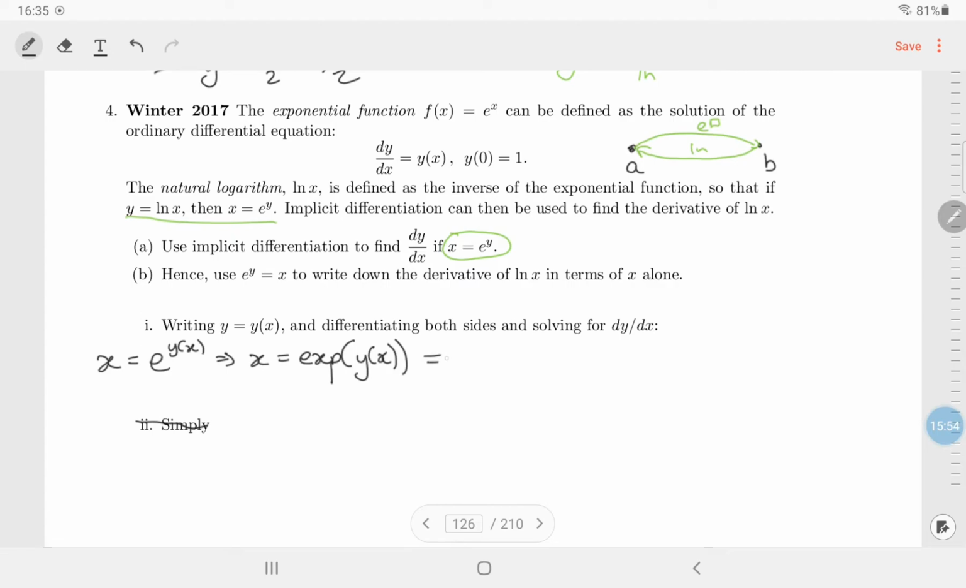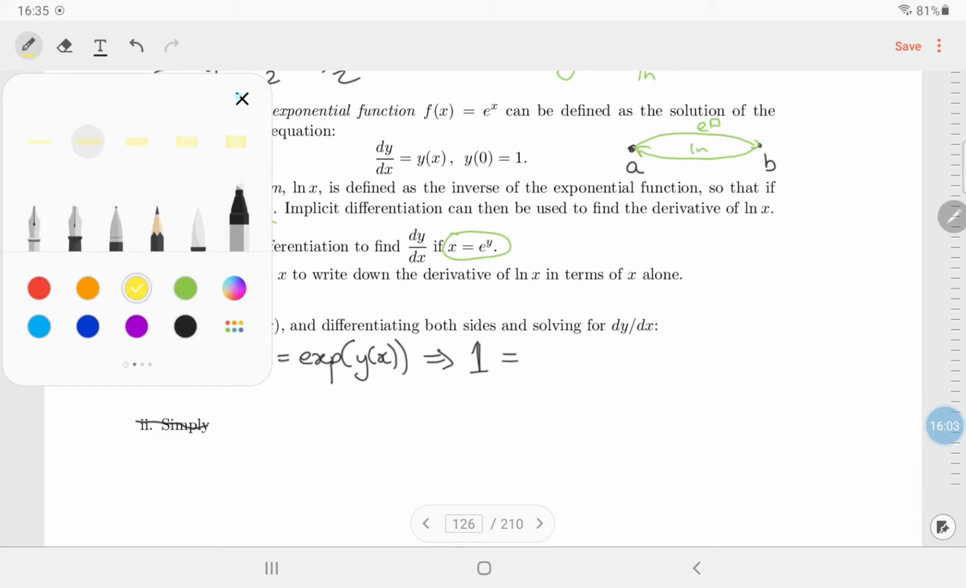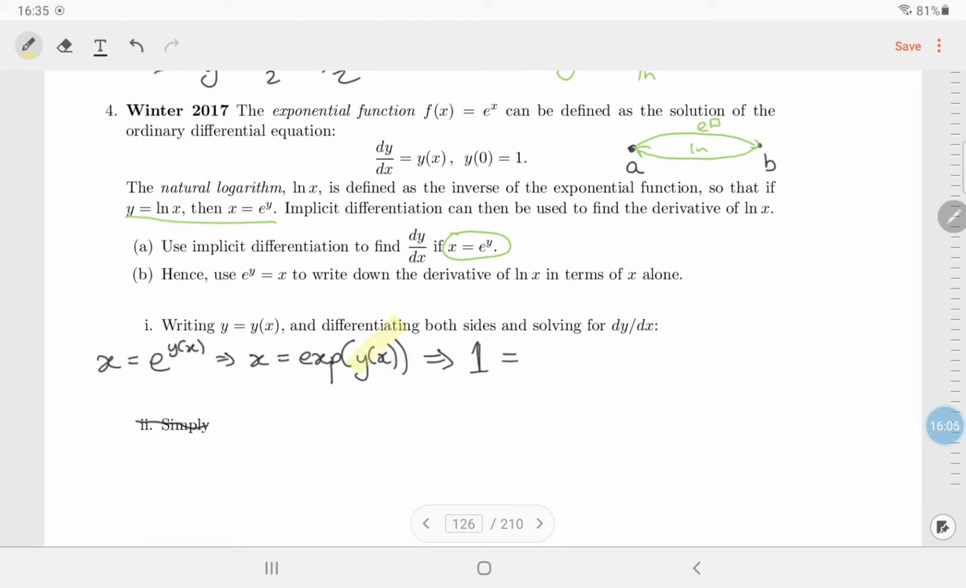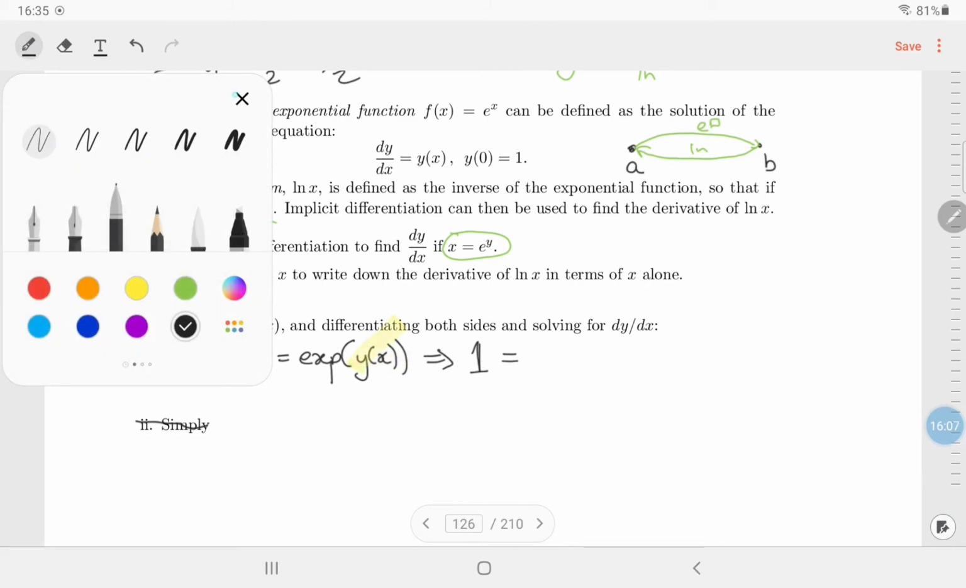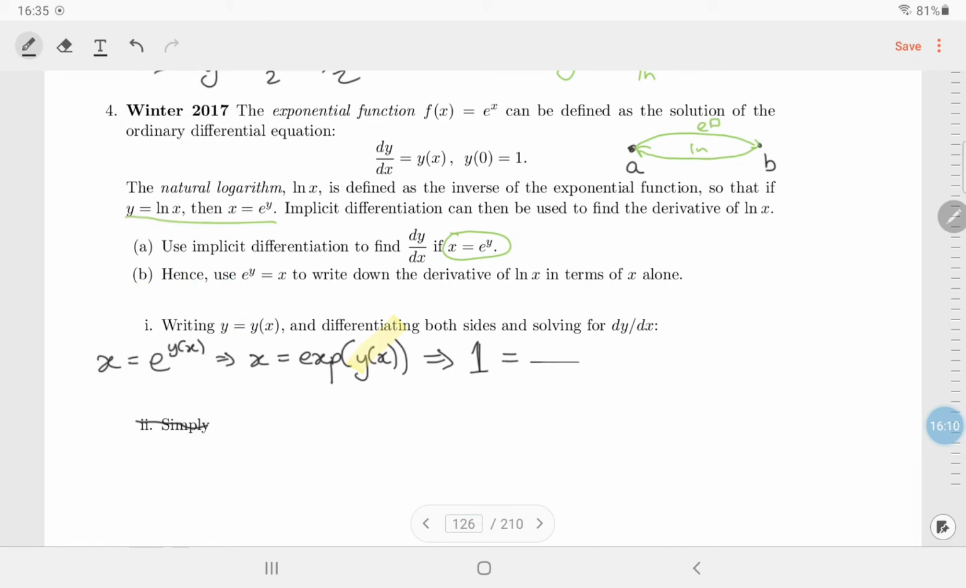So differentiate both sides with respect to x. The derivative of x with respect to x is 1. Now what about the thing on the right hand side? You've got an inside and an outside. So that means chain rule. The outside function is exponential, and the derivative of exponential is itself. Now I'm going to write it as e to the power, because that's usually how we write it.